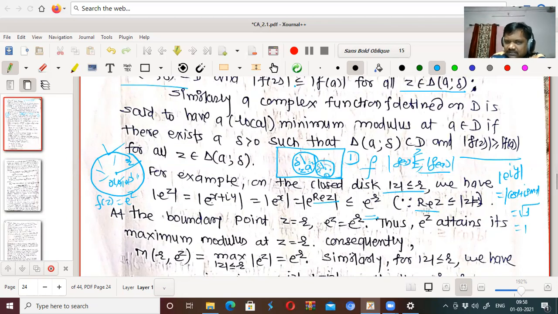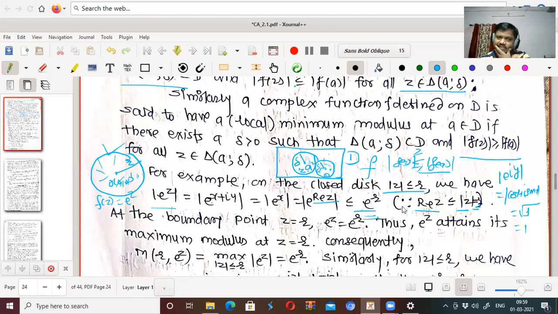The real part of z is always less than or equal to mod z, and mod z here is less than or equal to r. So the real part of z is less than or equal to r. Therefore, e to the power real part of z will be less than or equal to e to the power r. So we got the maximum value of mod f of z, which is e to the power r.